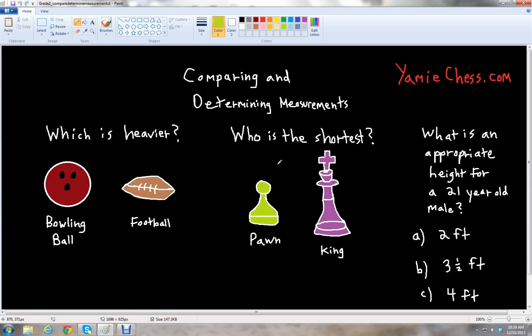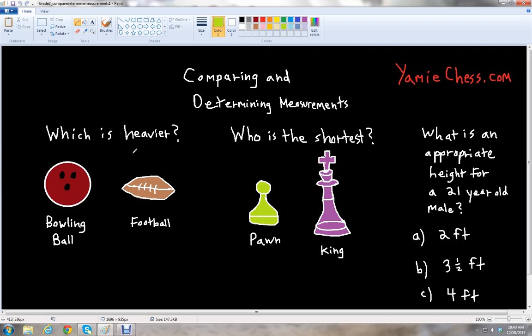Yamie Chess is the math learning aid based on classic chess that helps students in math and science education for school. In this lesson, we will learn about comparing and determining measurements amongst two objects, and we'll also determine the appropriate measurement for a single object given multiple choice answers.